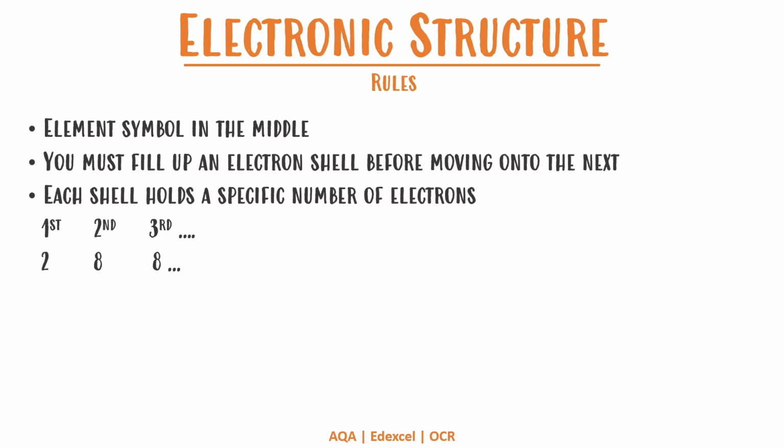We'll put the element symbol in the middle. We'll fill up an electron shell before moving on to the next. And then lastly, each shell holds a specific number of electrons, with the first innermost ring holding 2, and then every electron ring after that will hold a maximum of 8 electrons. Let's see this in practice.